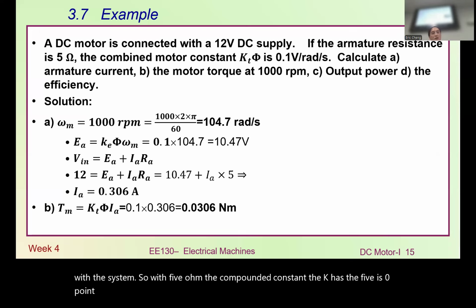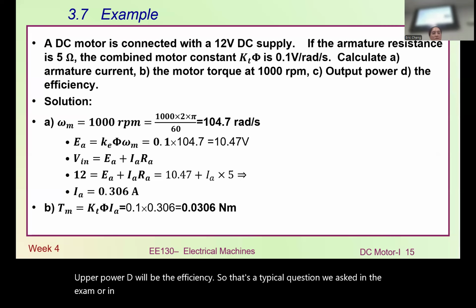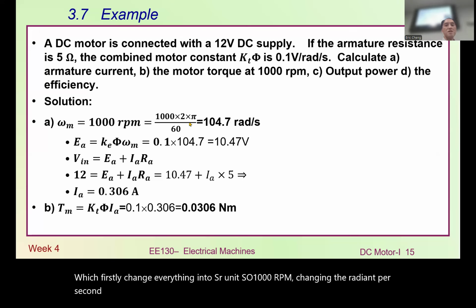So we're asked to calculate: A, the armature current; B, the motor torque at 1000 RPM; C, the output power; D, the efficiency. That's a typical question we ask in the exam or in the tutorial. So firstly, we change everything into SI units. 1000 RPM changed into radians per second first. Obviously you can multiply by 2 pi divided by 60 and it becomes 104.7 radians per second.